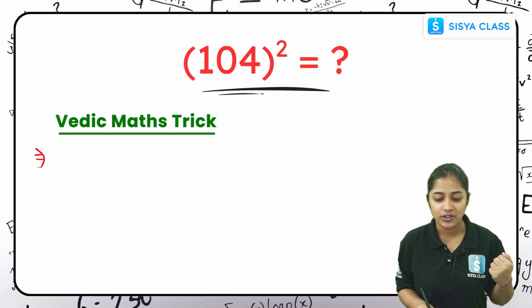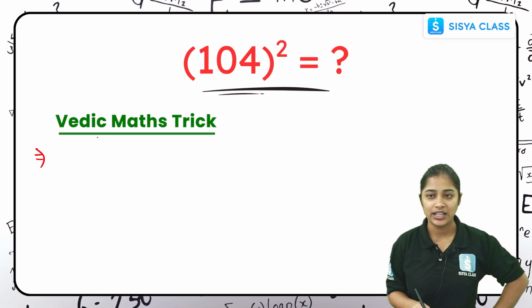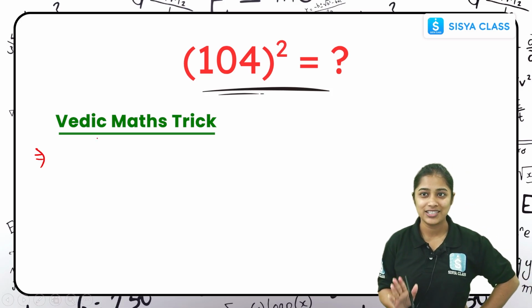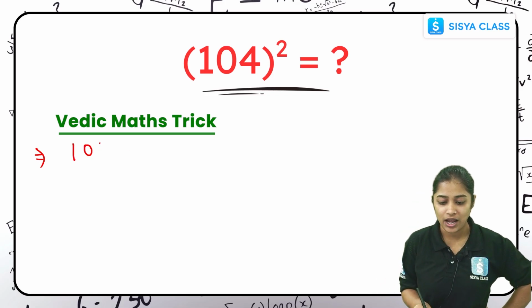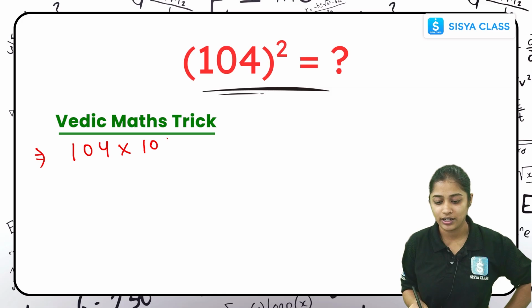So what is our first step? By the normal method it will take around 1 minute, right? But don't worry, we will see a short trick here. So we have 104, and we want to multiply 104 with 104.